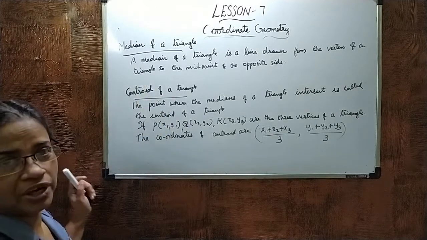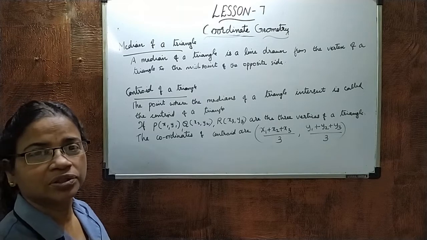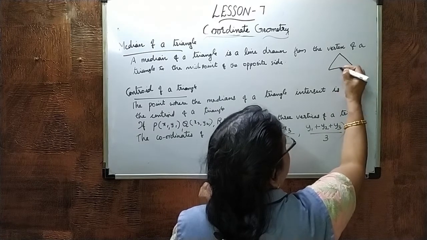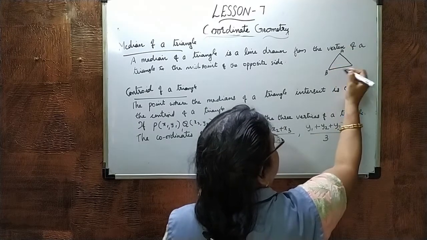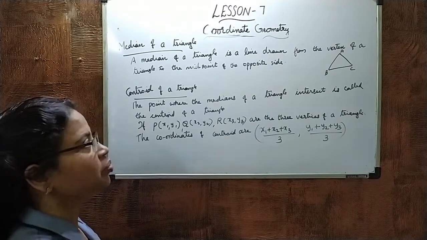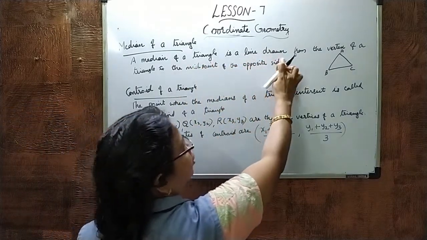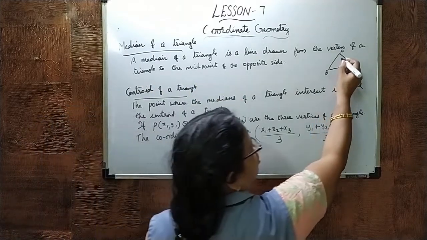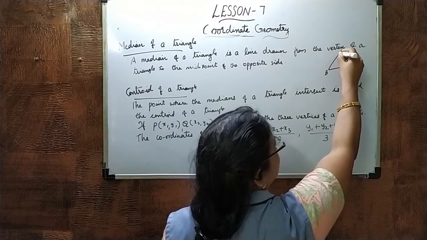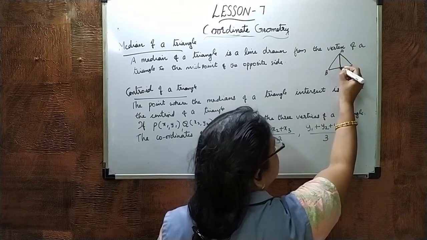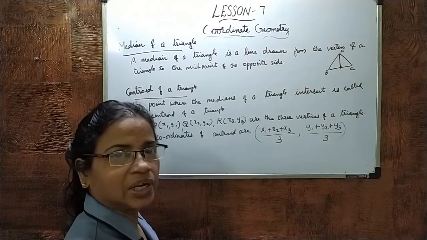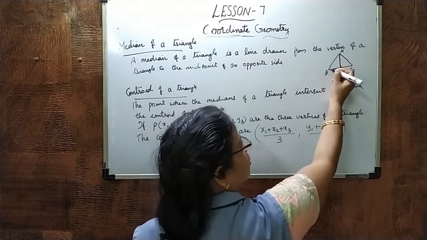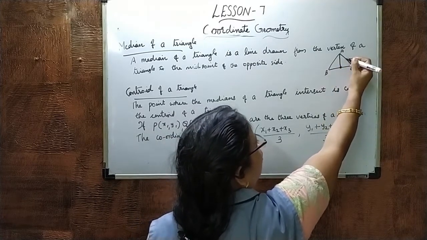First one, median of a triangle. What is called the median of a triangle? You have studied in 7th standard. If this is the triangle, here it is A, B, C. Median means a line drawn from the vertex of a triangle to the midpoint of the opposite side. So from a vertex to the midpoint of the opposite side, this is called the median.